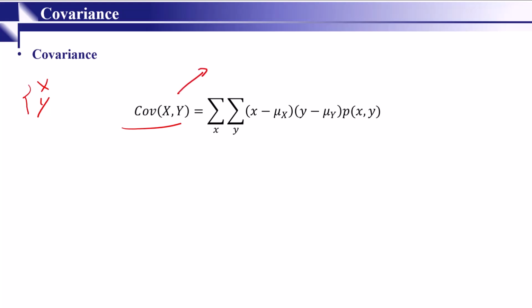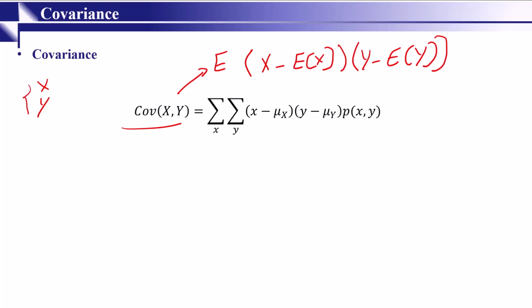Covariance of x and y is E of (x minus E of x) multiplied by (y minus E of y), right? This can be simplified as E of xy minus E of x multiplied by E of y. In this case, E of x and E of y are the expected values for x and y, and E of xy is the expected value of the product of x and y.